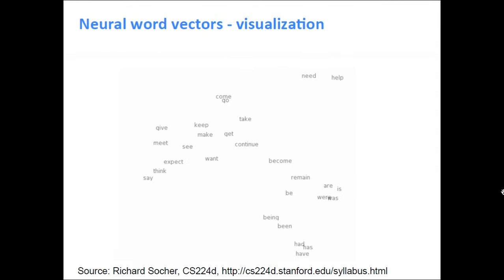The same goes for words. They are also represented as vectors, also known as word embeddings, where similar words are close in vector space. So has and have are here, are and is where was, in this direction.